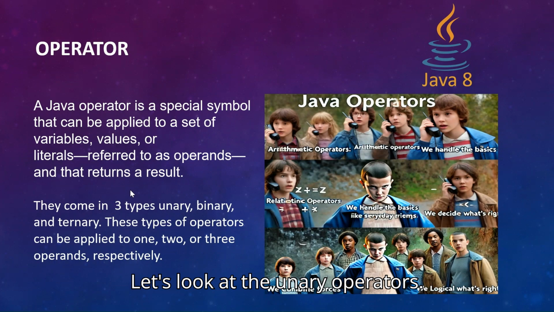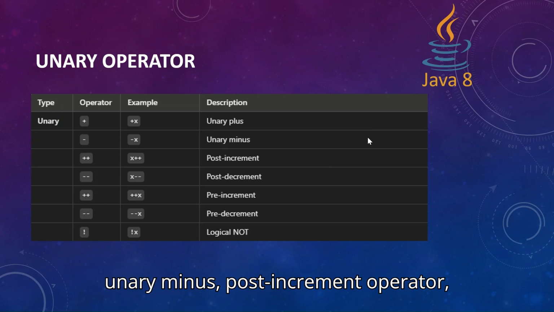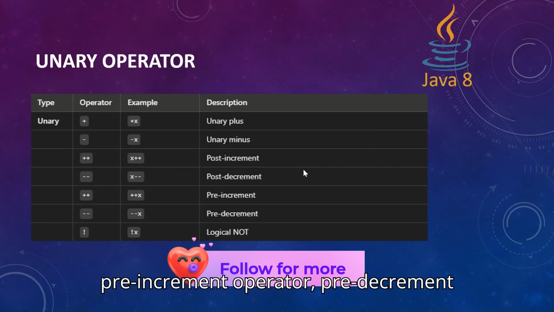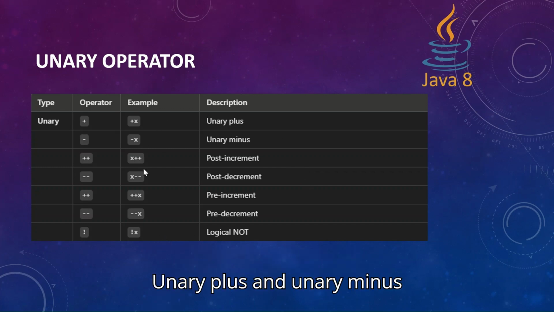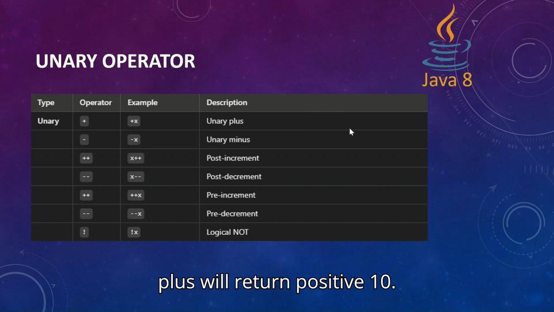Let's look at the unary operators. The unary operators are unary plus, unary minus, post-increment operator, post-decrement operator, pre-increment operator, pre-decrement operator, and logical NOT. Unary plus and unary minus are used to indicate positive and negative values respectively. When x is 10, unary plus will return positive 10. When x is 10, unary minus will return negative 10.